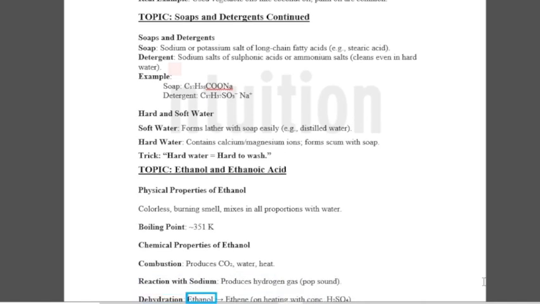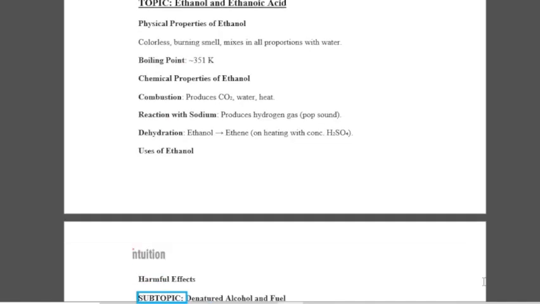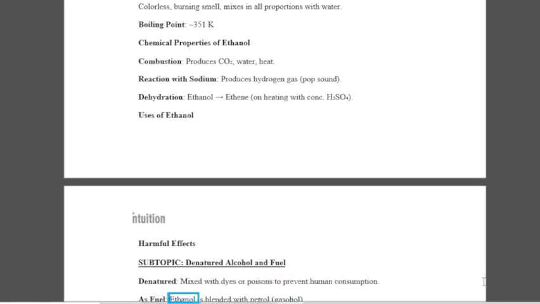Dehydration: ethanol gives ethene on heating with conc. H2SO4. Uses of ethanol. Harmful effects. Subtopic: denatured alcohol and fuel. Denatured alcohol is mixed with dyes or poisons to prevent human consumption. As fuel, ethanol is blended with petrol, called gasohol.